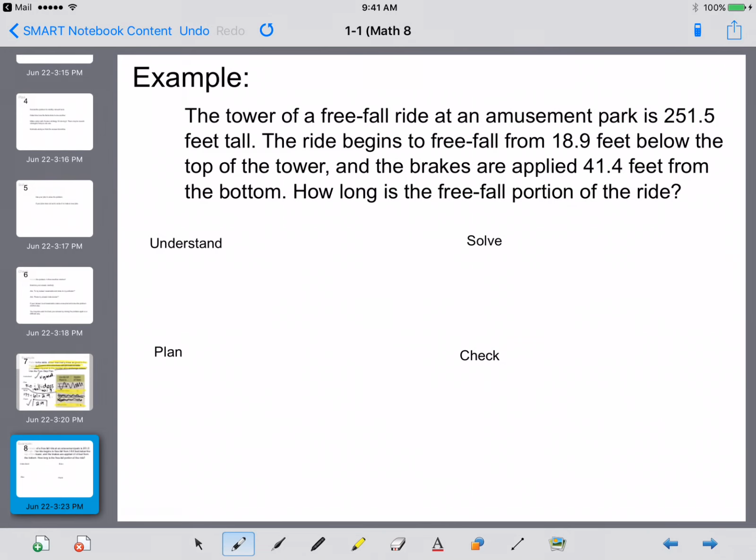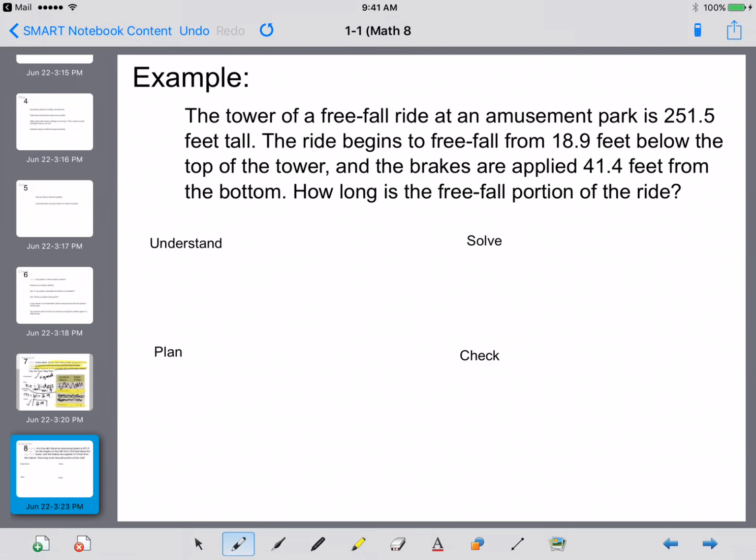And here's one more problem for you. It says the tower of a free fall ride, and remember, I'm in my understanding stage, so I'm just going to read through it. The tower of a free fall ride at an amusement park is 251.5 feet tall. And the ride begins to free fall from 18.9 feet below the top of the tower. And the brakes are applied 41.4 feet from the bottom. How long is the free fall portion of the ride?